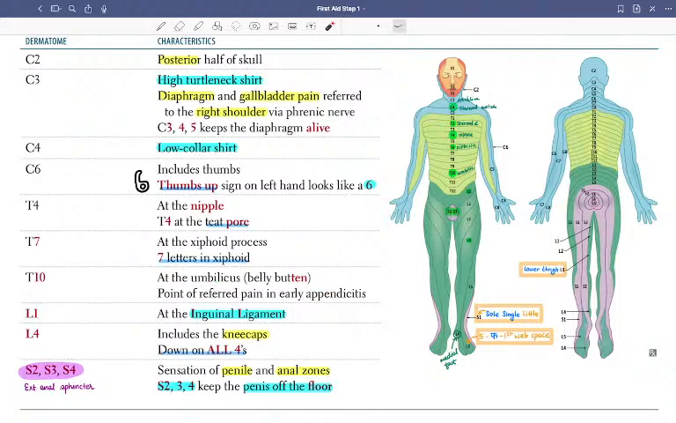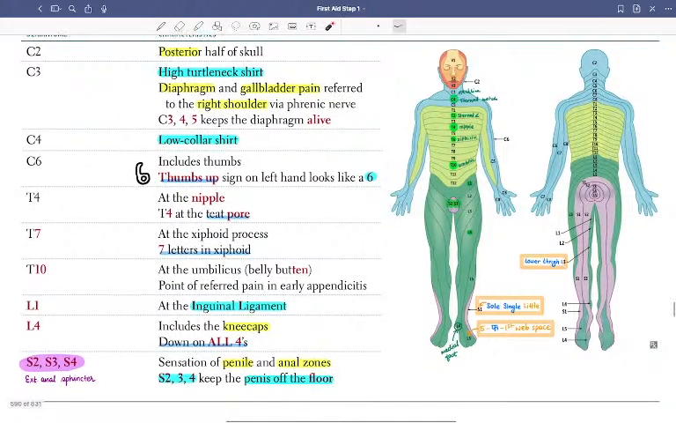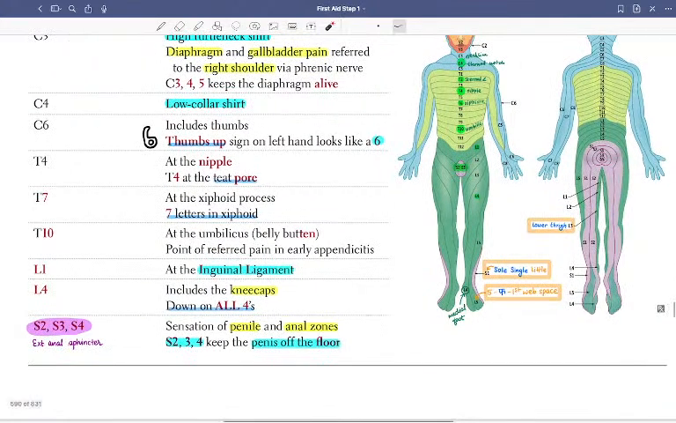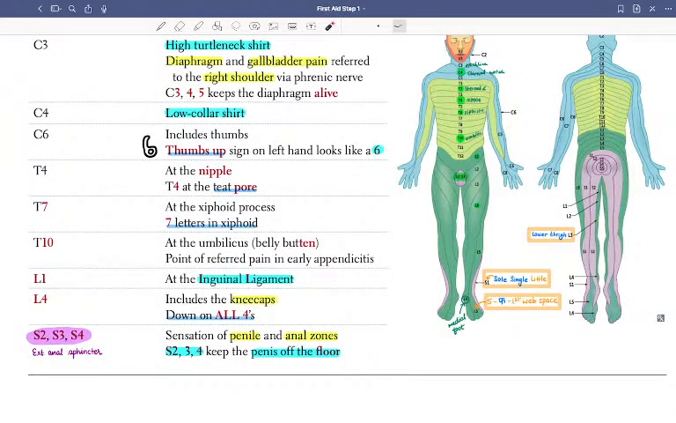L1 is the inguinal ligament. What was L4? Knee. So L4 obviously is the knee reflex. Also S2, S3, S4 supply the external anal sphincter. This is all your nerve supply, and that's why erection is also S2, S3, S4.